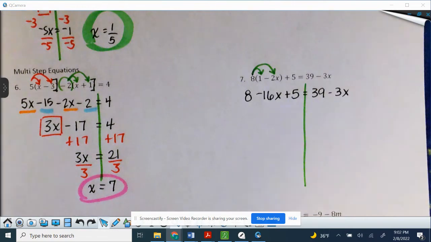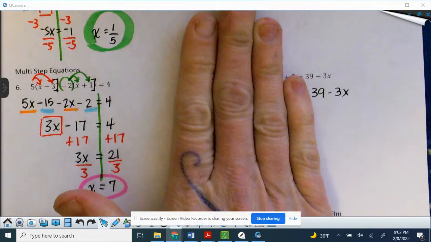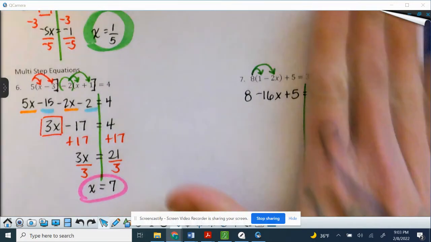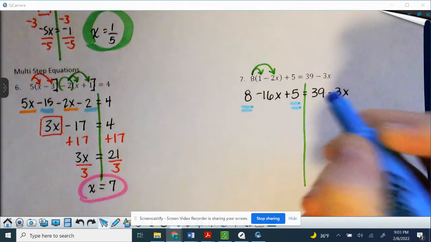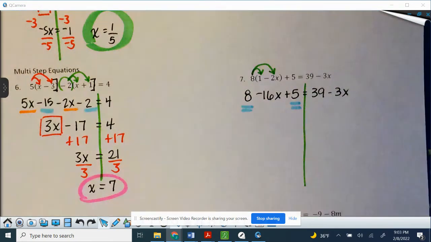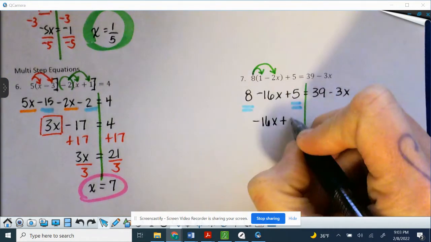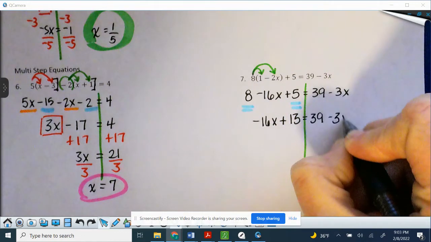So again, we're going to look at both sides. So that's a constant and a variable, so there's nothing I can clean up on that side. And then I'm going to look at this side, and I can clean up on this side because I do have 2 constants. So that 8 and that 5 can be combined to simplify. So I have negative 16x, and 8 plus 5 is going to be 13. And then I have 39 minus 3x on this side.